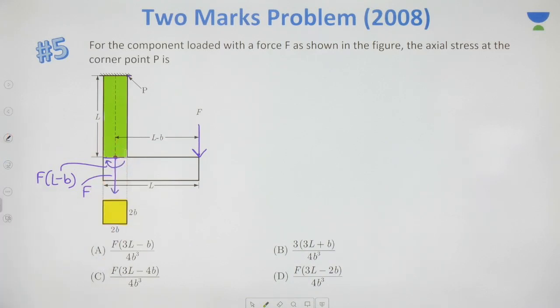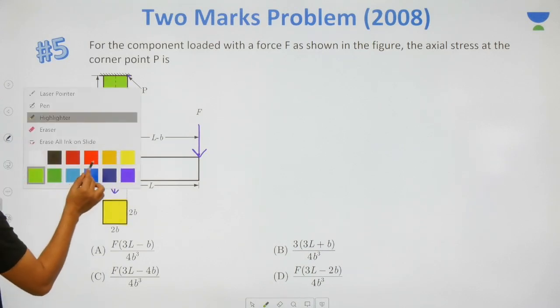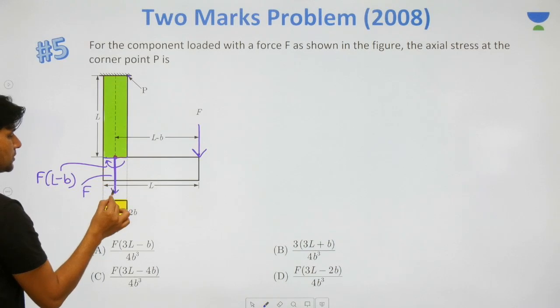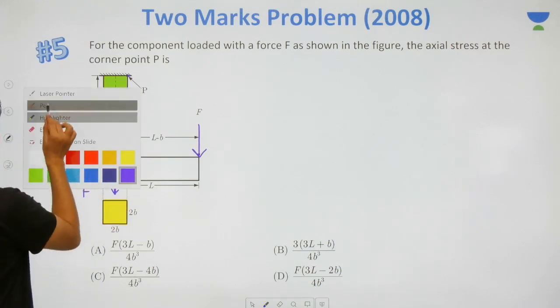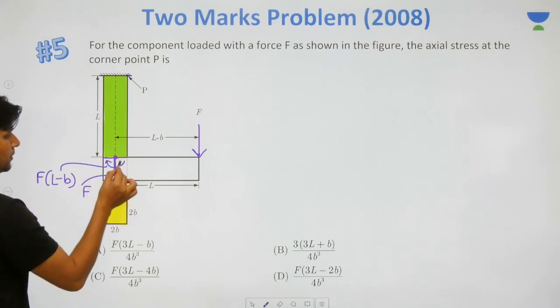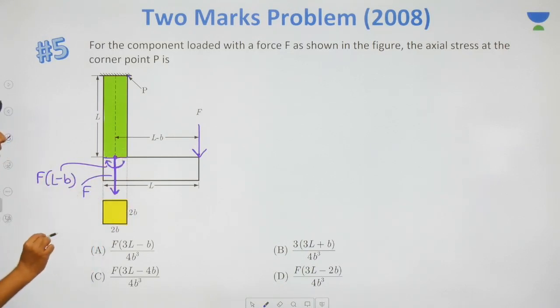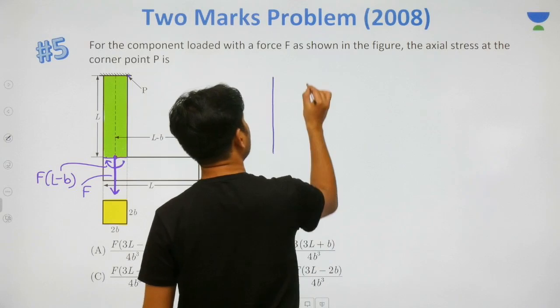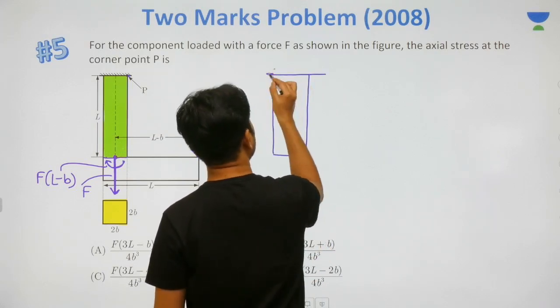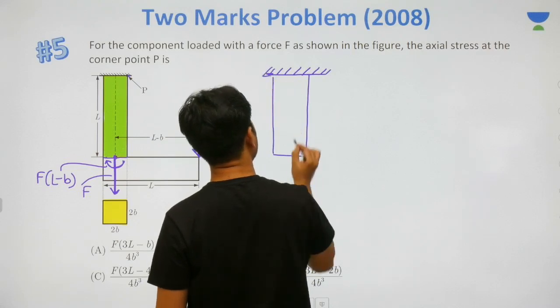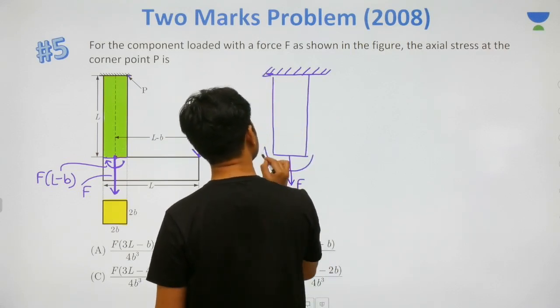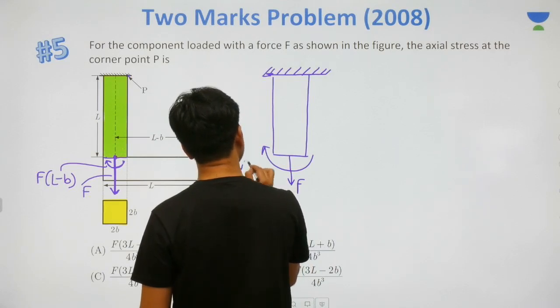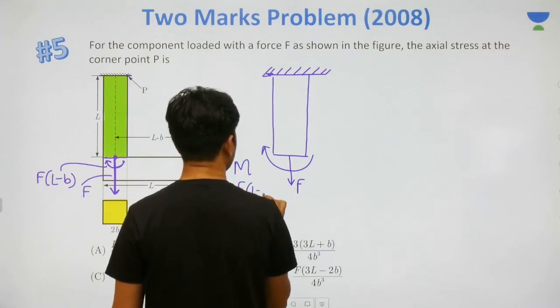Now this part is subjected to what? This part is subjected to two things. One is axial tensile load, which is nothing but F. Another is bending moment, which is nothing but F into L minus B. So this vertical part is subjected to axial tensile load F and bending moment F into L minus B.